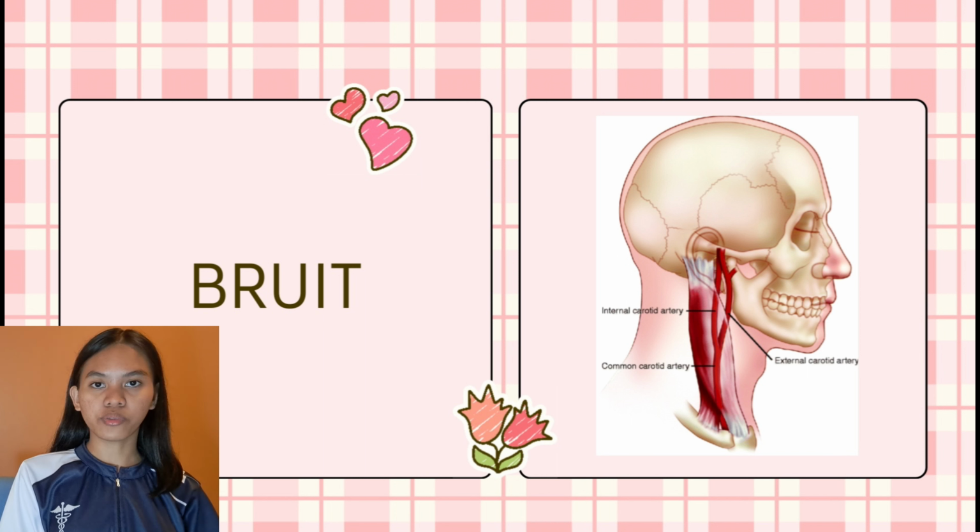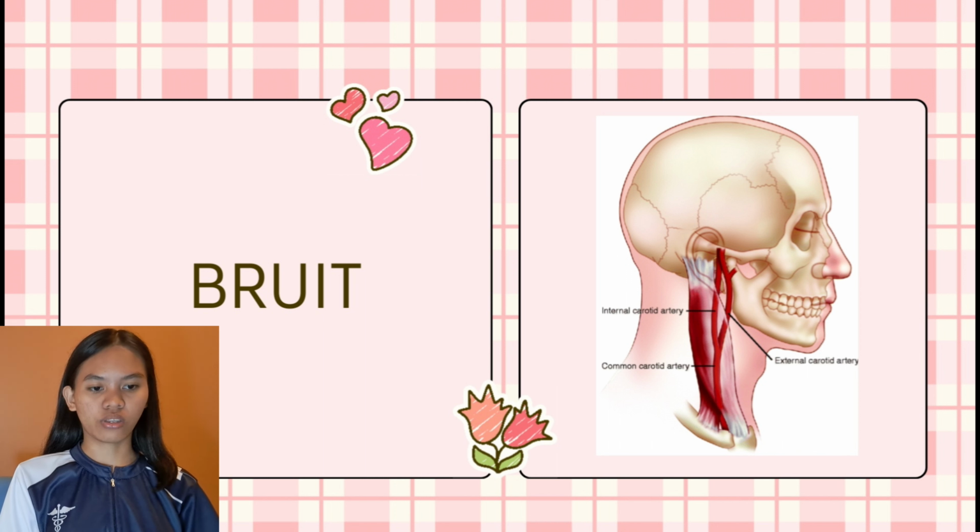Bruit is an abnormal sound heard in auscultation, or the method of listening to our body during physical examination through the use of a stethoscope. Instead of the normal heart sound, which is lub-dub, what is heard becomes a sound just like a whooshing or rushing noise.